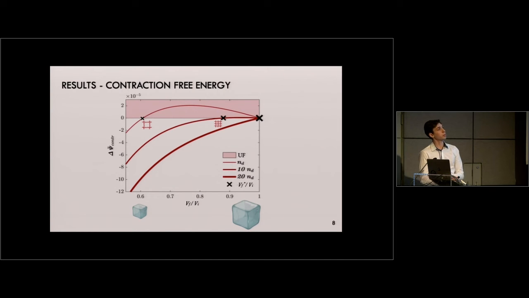And these different lines represent different chain densities. So if we start with more chains, we see that this crossover actually changes. So this unfavorability region is dependent on how many chains we start with in the network.